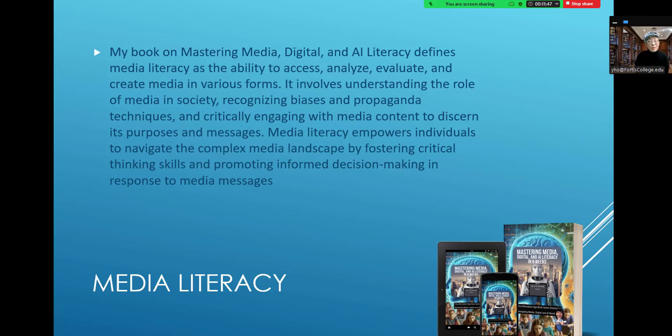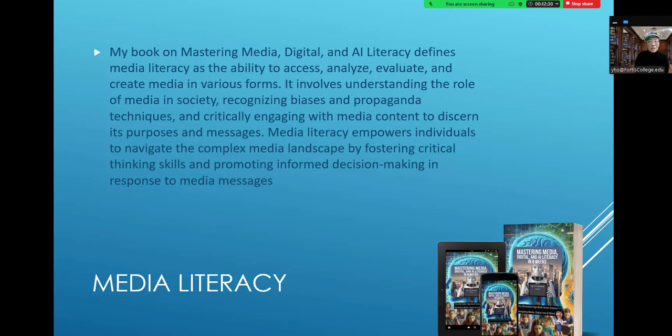My book on mastering media, digital, and AI literacy defines media literacy as the ability to access, analyze, evaluate, and create media in various forms. It involves understanding the role of media in society, recognizing biases and propaganda techniques, and critically engaging with media content to discern its purposes and messages. Media literacy empowers individuals to navigate the complex media landscape by fostering critical thinking skills and promoting informed decision-making in response to media messages.